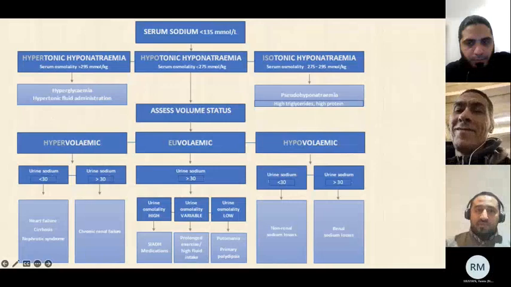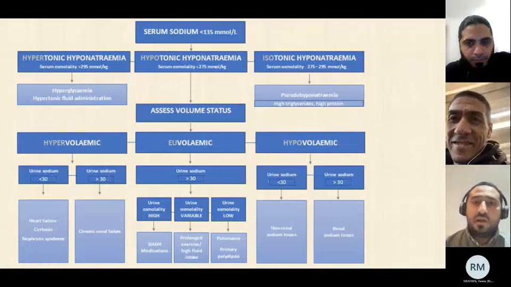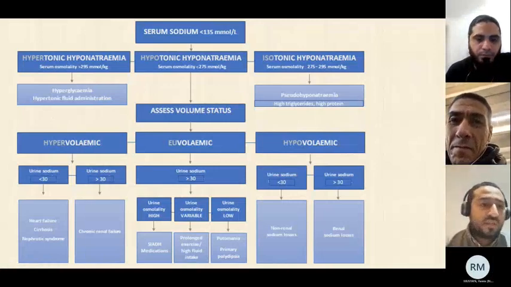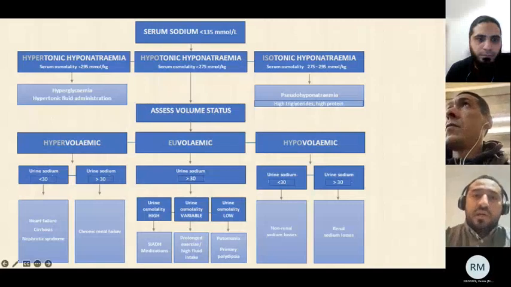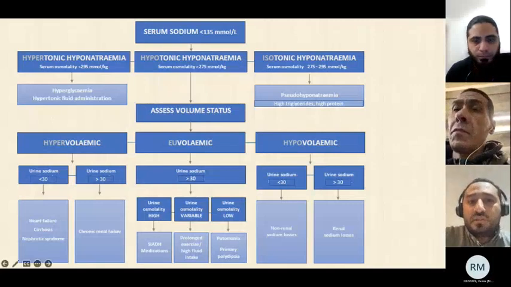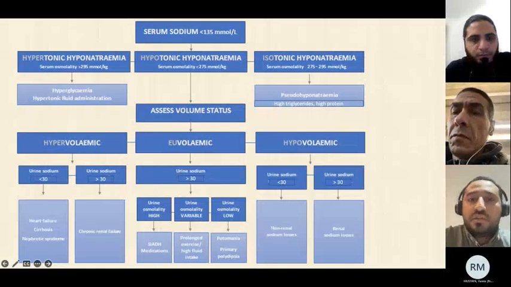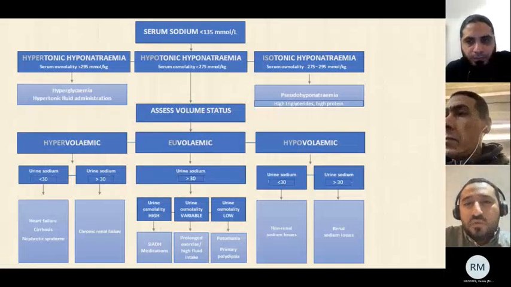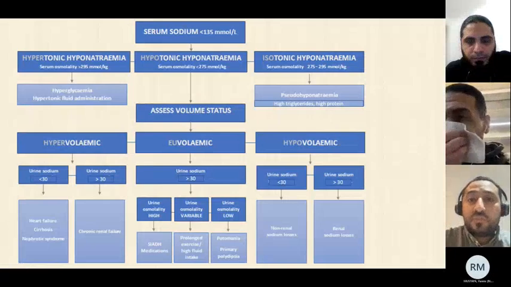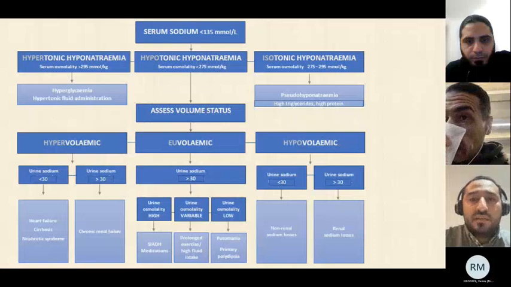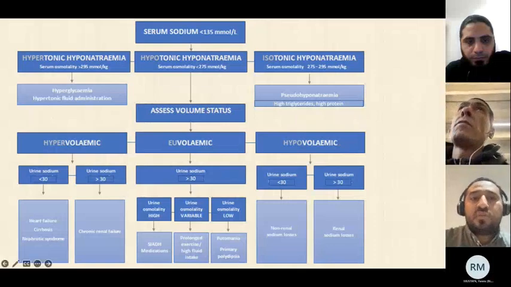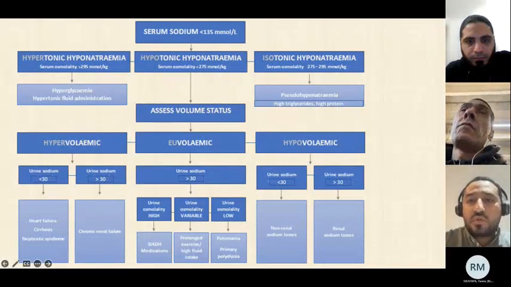Well, I can say this is the most important slide in this lecture. It gives you an idea of the whole workup and the management plan. Starting by confirming that the patient is hyponatremic by checking his serum sodium, and you will find that sodium is less than 135. Then according to the serum osmolality, you are going to have hypertonic hyponatremia, hypotonic hyponatremia, or isotonic hyponatremia.